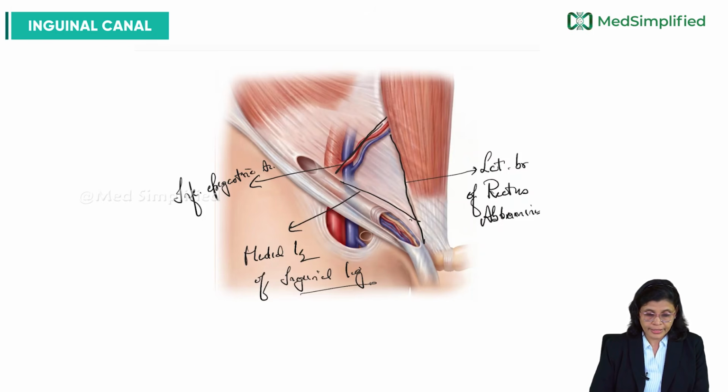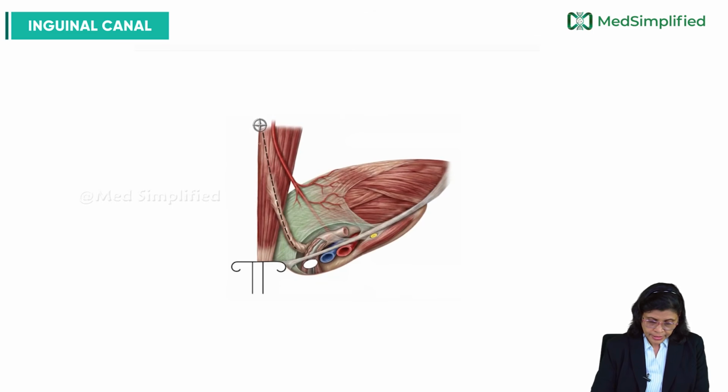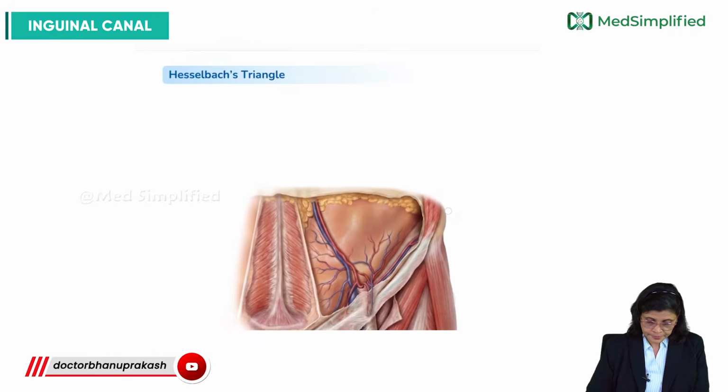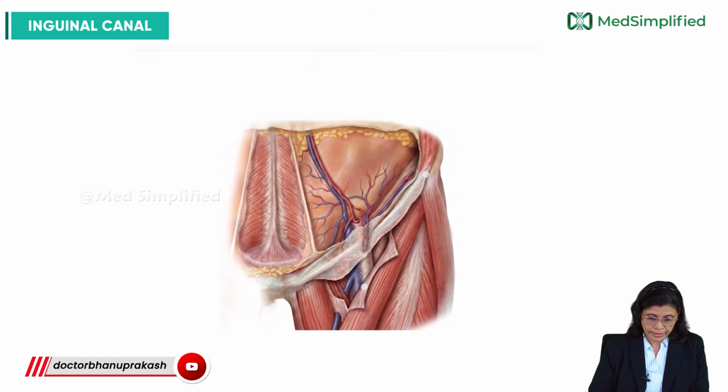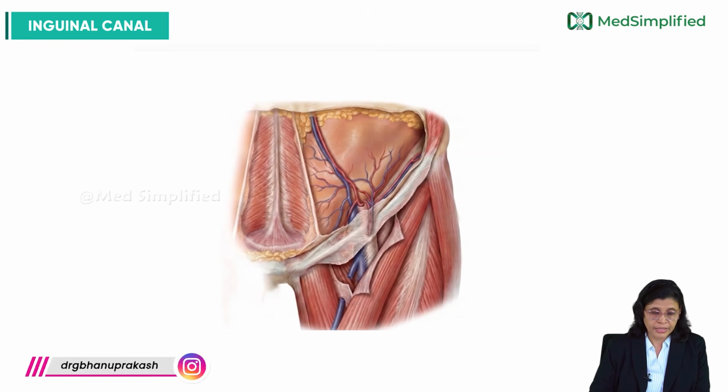Now the floor of this triangle is covered by the extraperitoneal tissue, as well as the fascia transversalis. So here we can see this is the Hesselbach's triangle, right? Now, what is the median umbilical ligament? It is the obliterated part of the umbilical artery. The distal part gets obliterated, and the proximal part remains as the superior vesical artery.